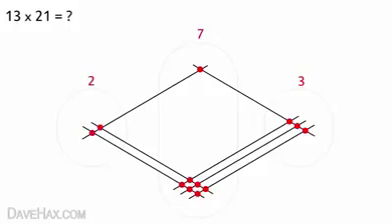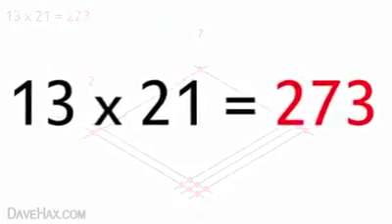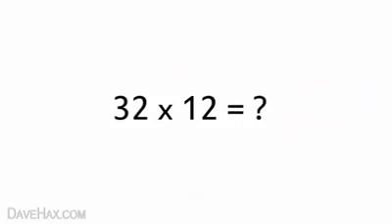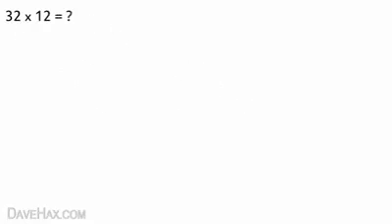1, 2. 2, 7, 3. And that gives us our answer. 13 times 21 is 273. Pretty cool, huh? So here's another quick example. 32 times 12. The first digit of the first number is 3, so we draw 3 lines here.